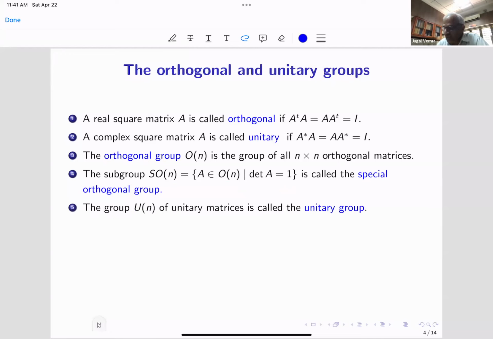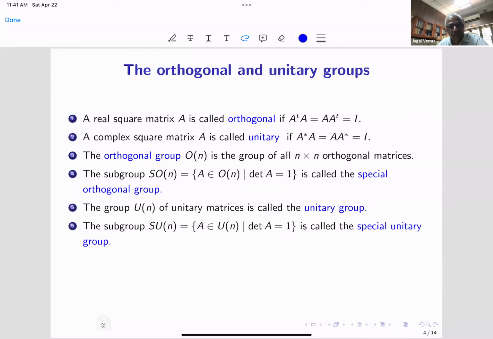Similarly, the unitary matrices, by this definition, A star A equal to A A star equal to identity, also form a group that is called the unitary group. And inside the unitary group, we have this special unitary group, A belonging to U(n) such that determinant A is 1, and that is the special unitary group.